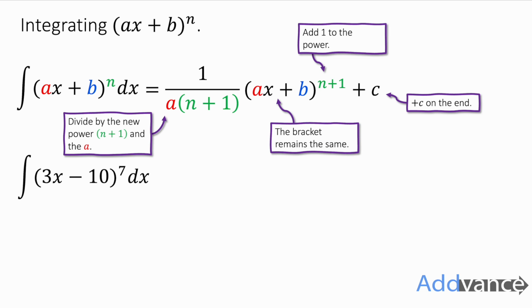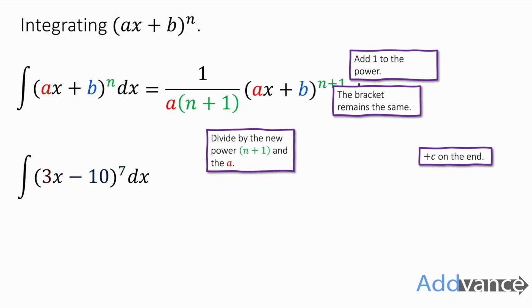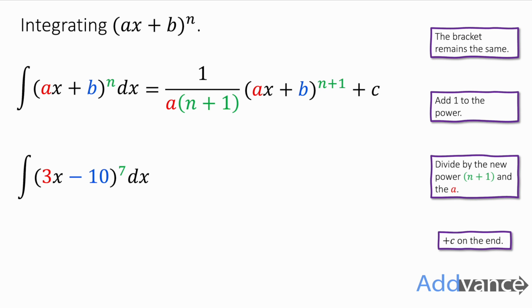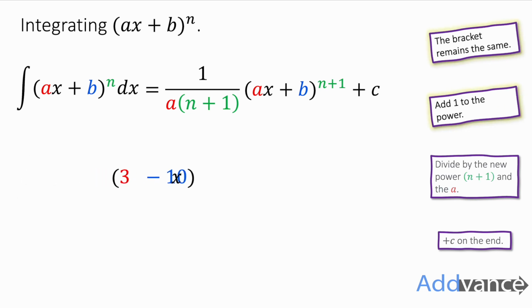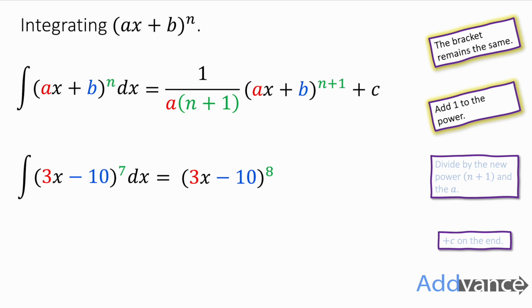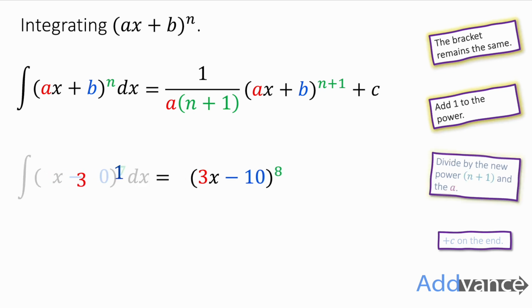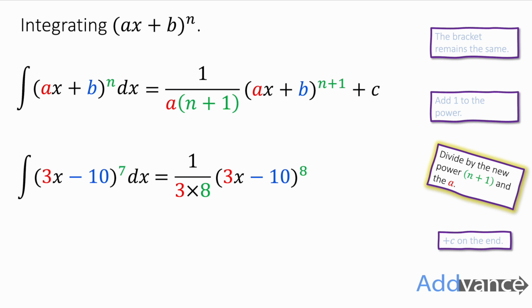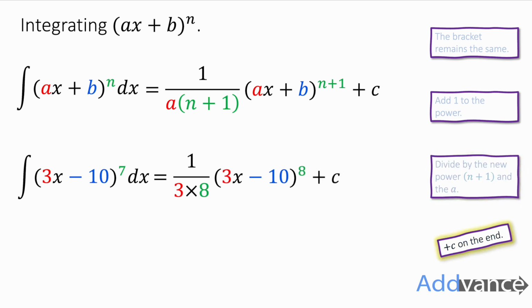We've got 3x minus 10 to the power 7. That's the a is 3, the b is minus 10, and the power is 7. So we're going to keep the bracket the same, but we're going to add 1 to the power. So it's 3x minus 10 to the power 8, not to the power 7, to the power 8 now. We've added 1 to the power. And we're going to divide by the new power and the 3. So that's 1 over 3 times 8. And then we put a plus c on the end. And that's it. That's all we have to do.